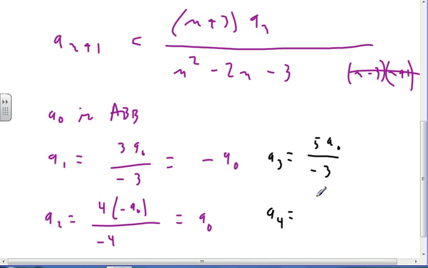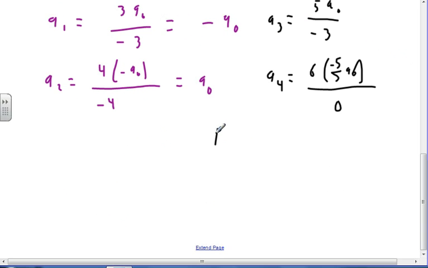A4 is going to be 4, that's going to be a 3, that's going to be a 6, minus 5 over 3A0, and this is now a 4, that's a 3, 3 squared, 9, 9 times, I'm dividing by 0. So at this point, I would say I have no solution, because if I have to divide by 0, then I can't have a solution there.